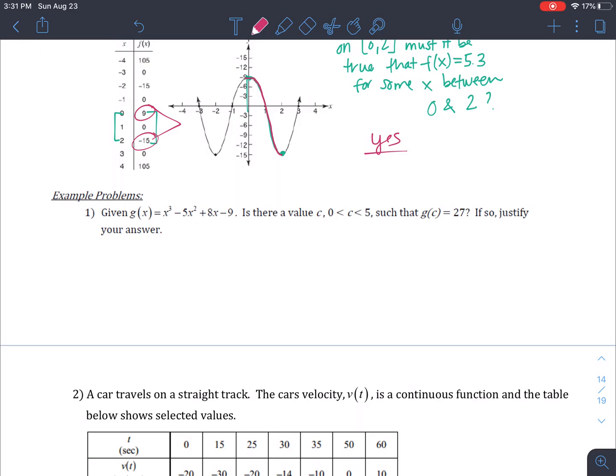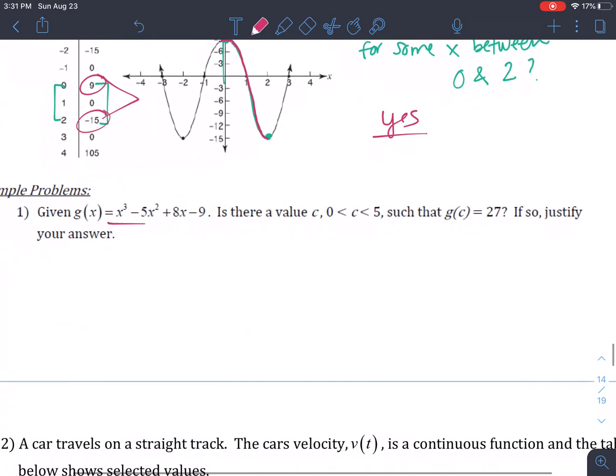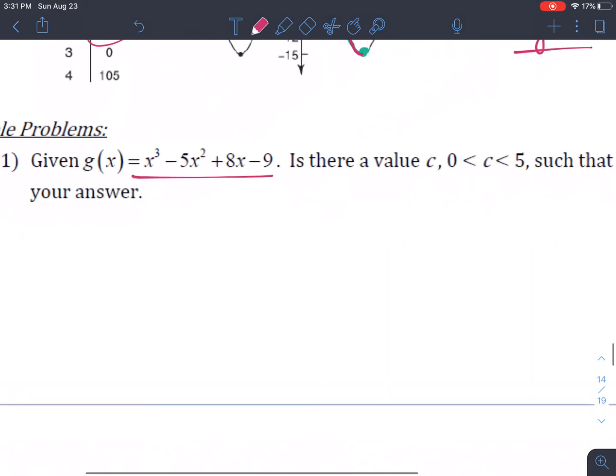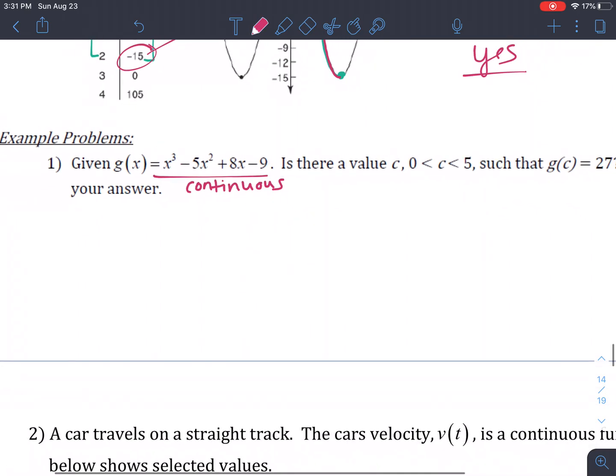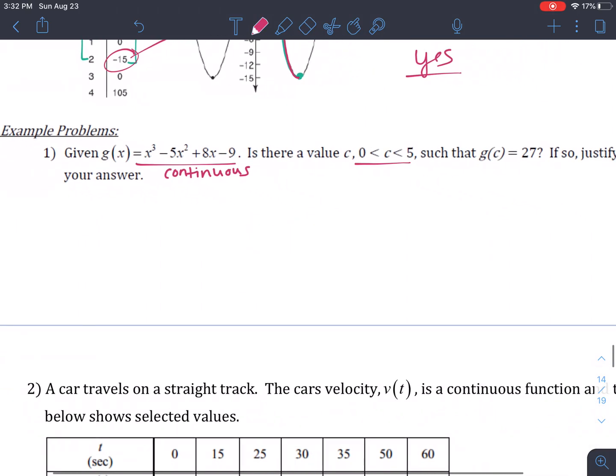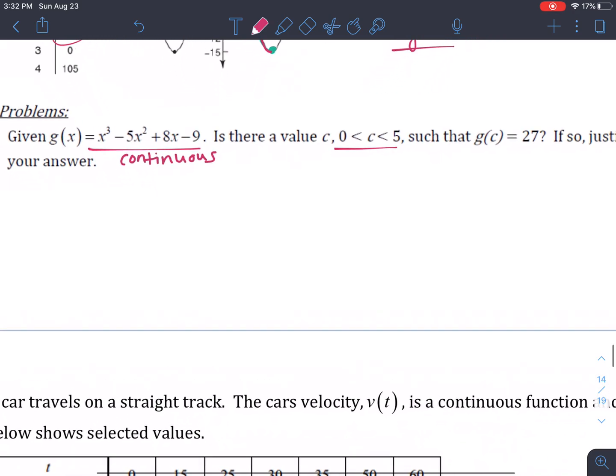So given this function, x cubed minus 5x squared plus 8x minus 9, this is a cubic function. We know it's continuous just because it's a polynomial that we've seen before. It looks something like that. I mean, we don't need to know what it looks like, except we definitely need to know it's continuous. Is there some value c between 0 and 5? So again, that means an x value here, such that if I plugged it in, I would get back 27. Am I guaranteed? If so, justify.